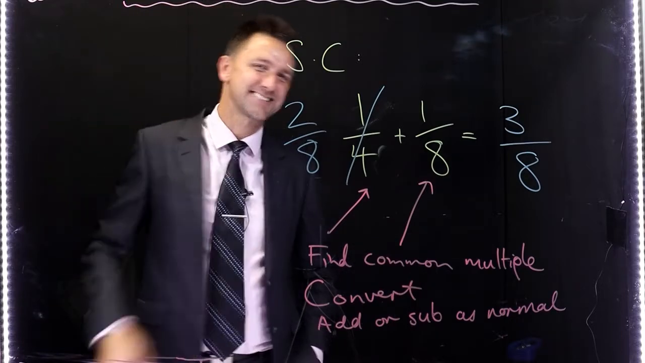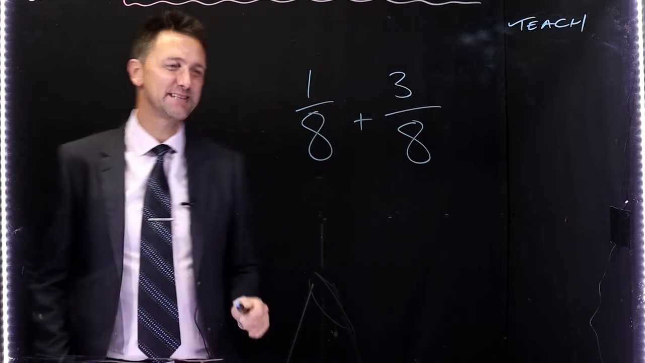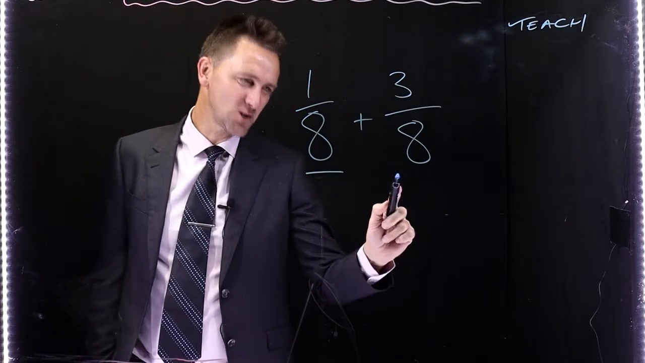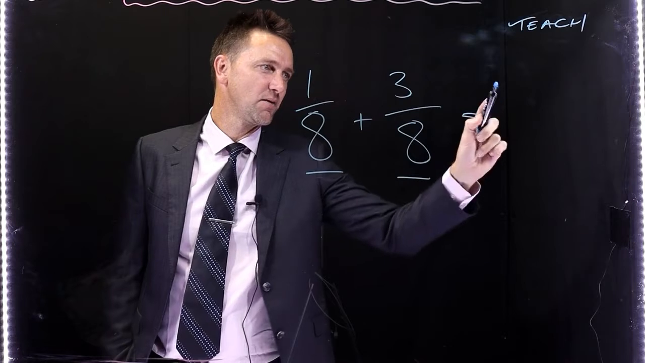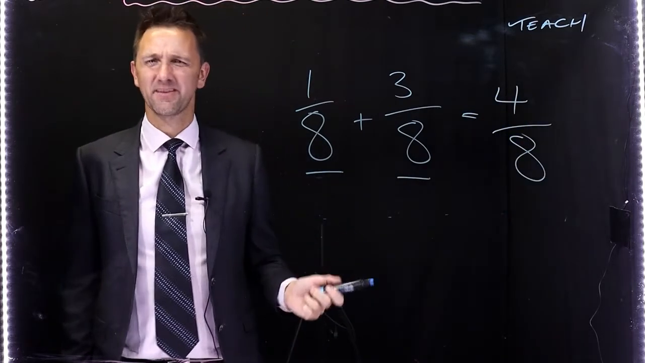Okay, let's go. Look, I know you can do this. 1/8 plus 3/8, easy, same denominator. You're going to have 4/8, which is like saying there's 4/8 of a pizza pie or something.